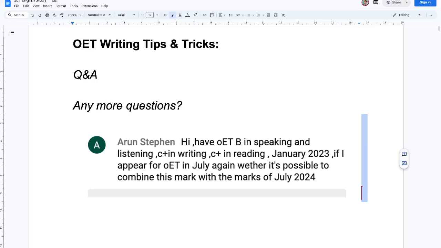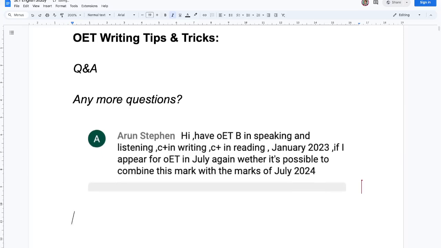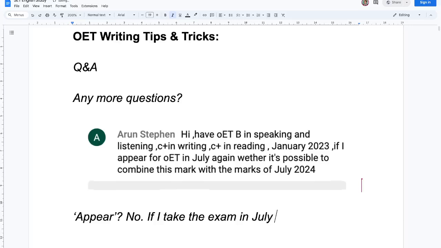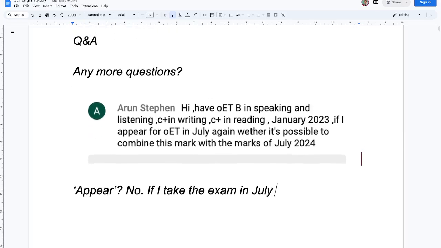of July. And the answer to this, so firstly, Arun, we don't say appear. We say if I take the exam in July. So if you take the exam in July, can you combine the marks? The answer is quite simple. Yes, you can, because you don't have anything lower than C+.